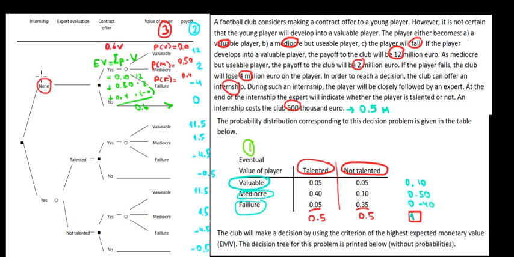The expected value of the player without giving him an internship happens to be 0.6. Let's leave it like that in this video. In the next video we're gonna work with this set. What happens if we actually give him the internship and the player is talented?